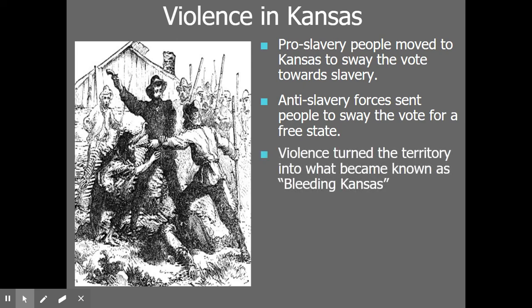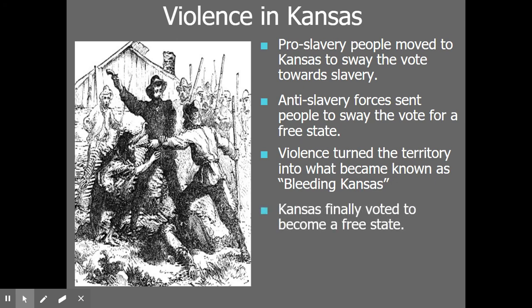And violence between these two groups, because as I'm sure you can imagine, people who were for slavery and people who were against slavery were not a whole lot of fun to have together at a dinner party because they were pretty passionate about their opinions. So violence breaks out in Kansas, and Kansas gets nicknamed Bleeding Kansas because of these violent confrontations that were going on there over whether they should be a slave state or a free state.